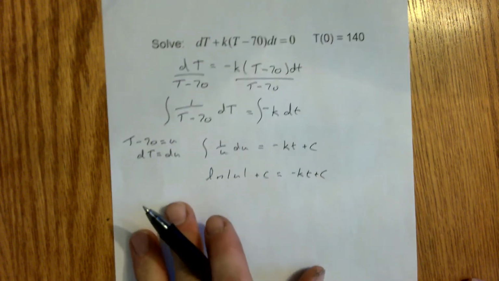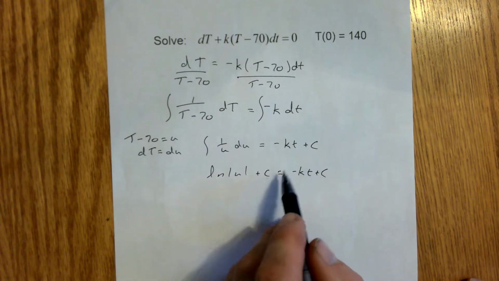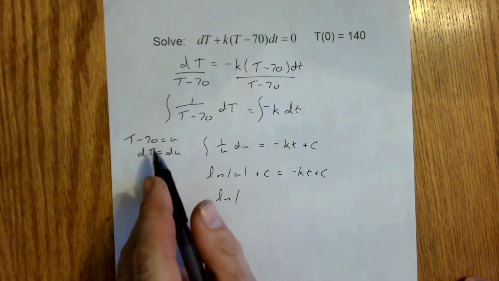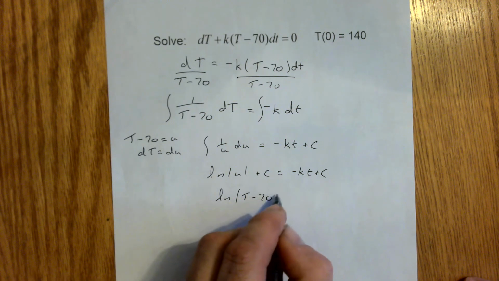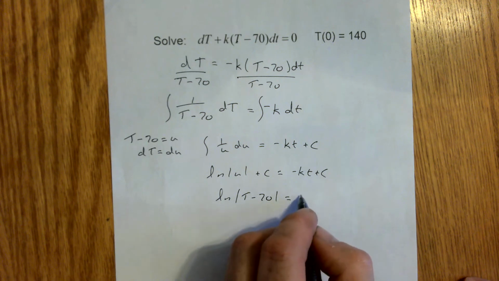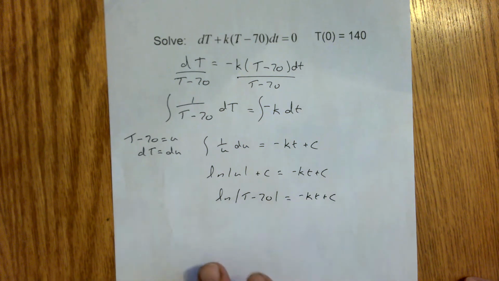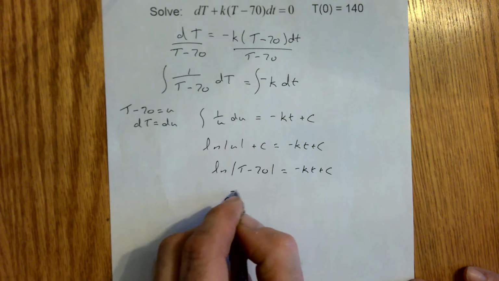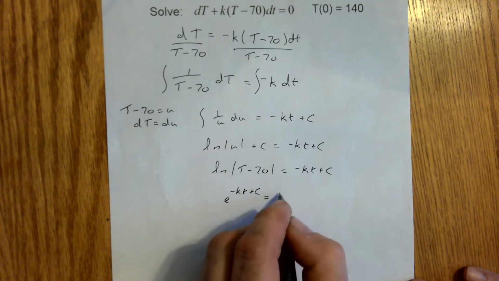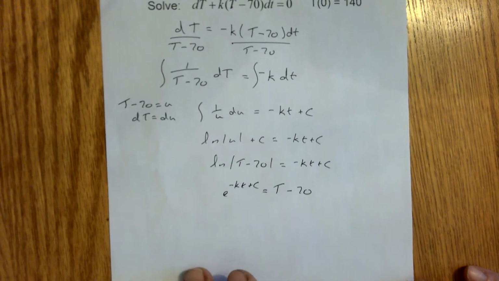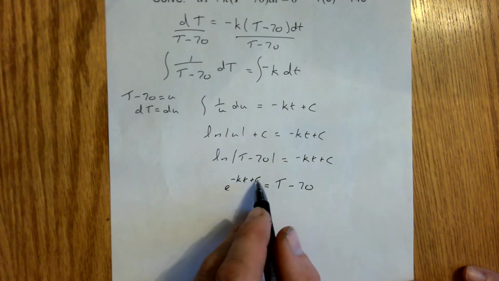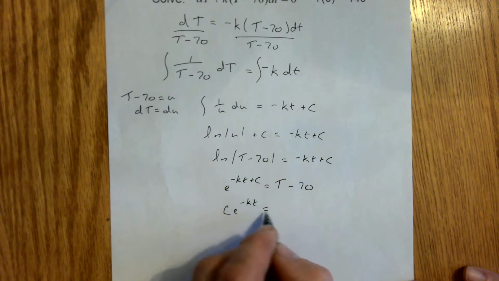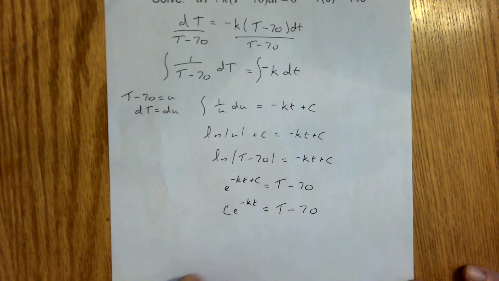We can go ahead and subtract our c over. Again, these are different c's, so we go ahead and subtract that. We end up with a c over there. And we can go ahead and put in our T minus 70. And that's going to equal our negative kt plus our c. We can go ahead and change this to an exponential. So we have e to the negative kt plus c is going to equal capital T minus 70. We can bring that c out, so we have c e to the negative kt equals T minus 70.